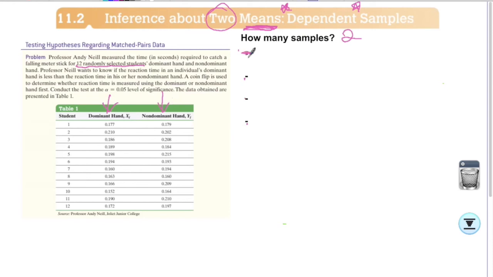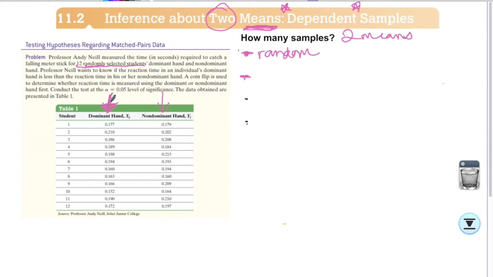Were they gathered randomly? Well, yes, they were. So it is random. It says so right here. Next thing, and this is kind of what's different than in the past, is if we realize that we're dealing with two means, we have to then define, are we dealing with an independent samples or dependent samples?